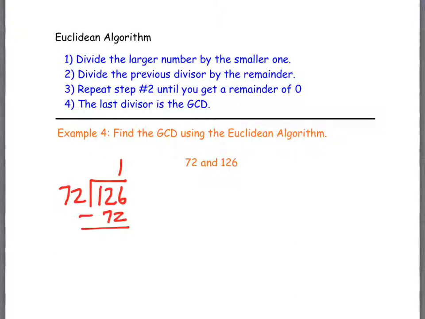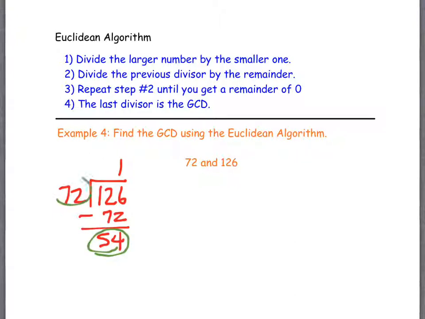Oh, I said it wrong, I'm sorry. I was probably still stuck back on 36 in the last problem. What's my remainder when I subtract here? 54. All right, so here's what I do once I get to the remainder.